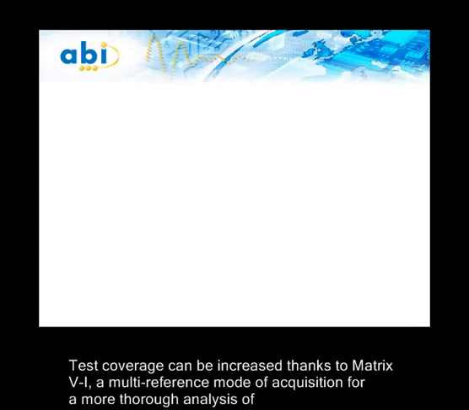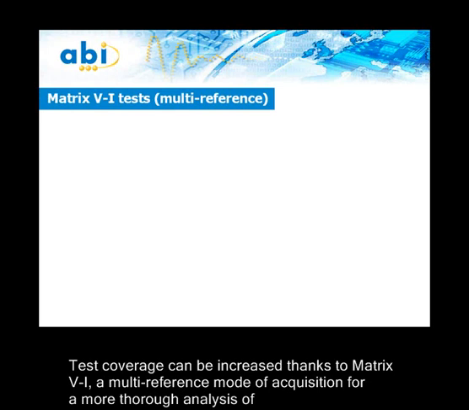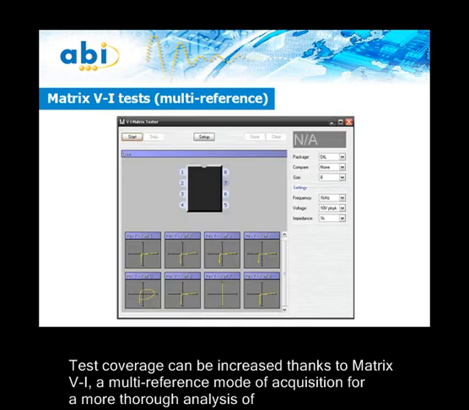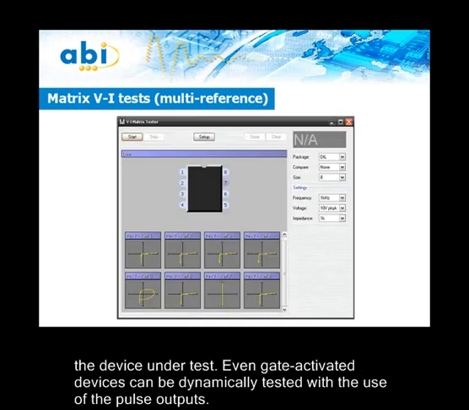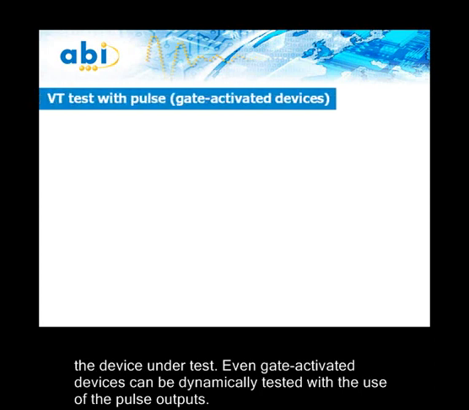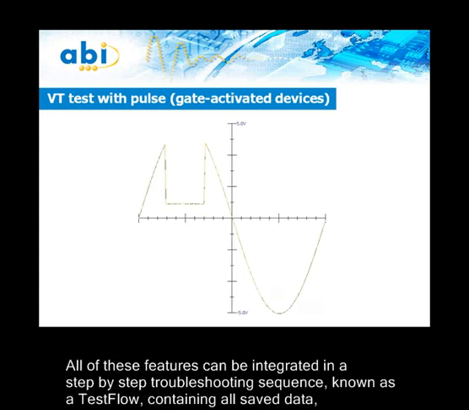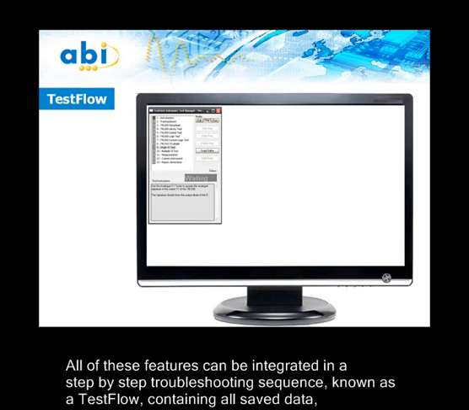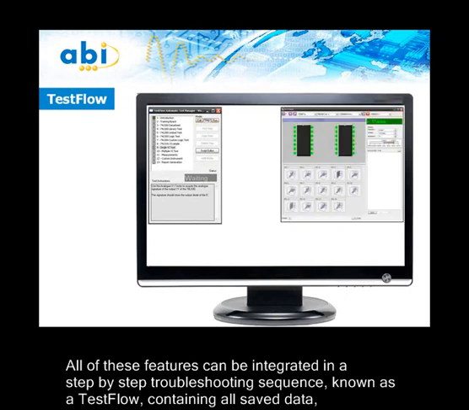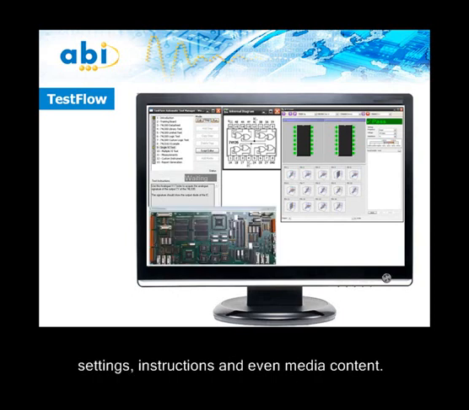Test coverage can be increased thanks to Matrix VI, a multi-reference mode of acquisition for a more thorough analysis of the device under test. Even gate-activated devices can be dynamically tested with the use of the pulse outputs. All of these features can be integrated in a step-by-step troubleshooting sequence known as a test flow, containing all saved data, settings, instructions, and even media content.